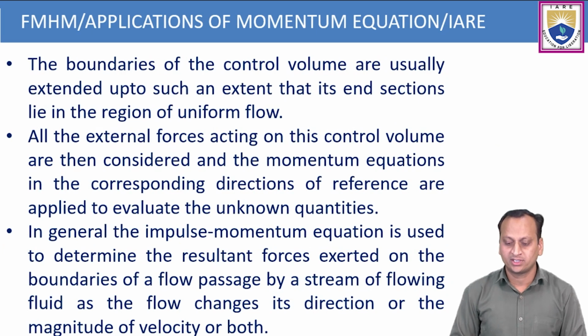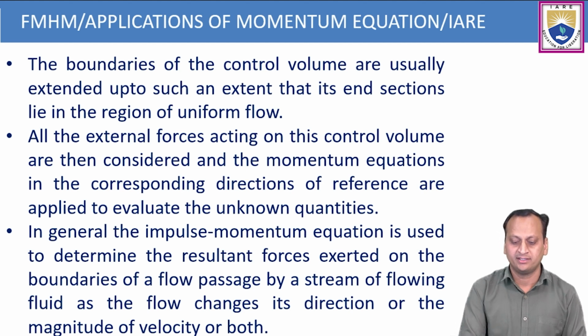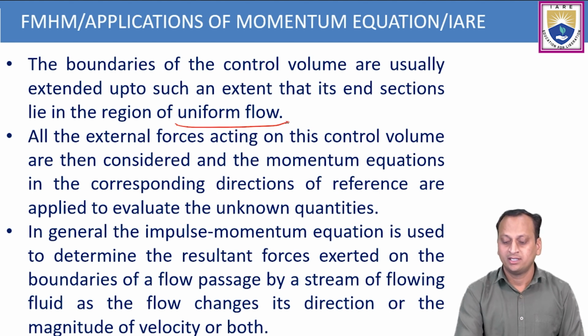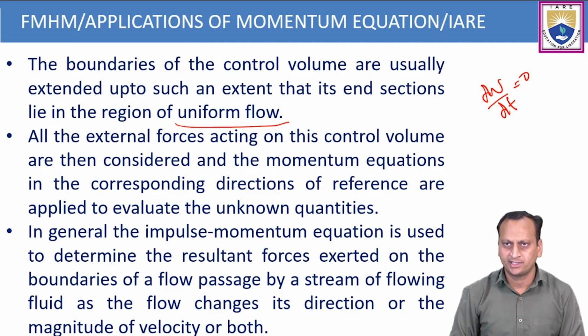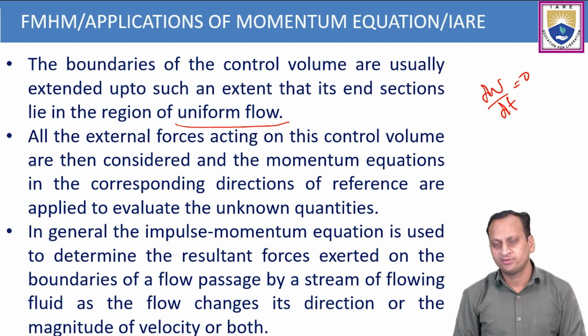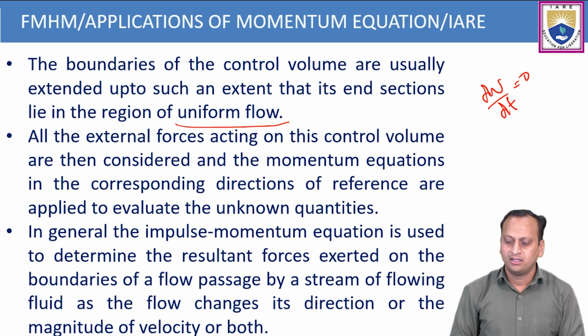The boundaries of the control volume are usually extended up to such an extent that its end sections lie in the region of uniform flow. For uniform flow, dv/dt equals 0. The velocity should not vary with respect to time. Such type of flow is uniform flow. In some cases it can be applied to non-uniform flow also.